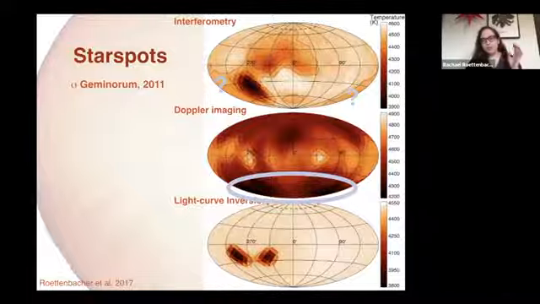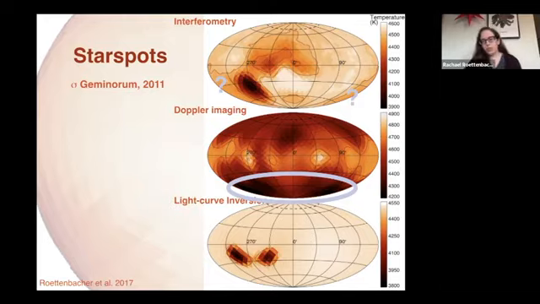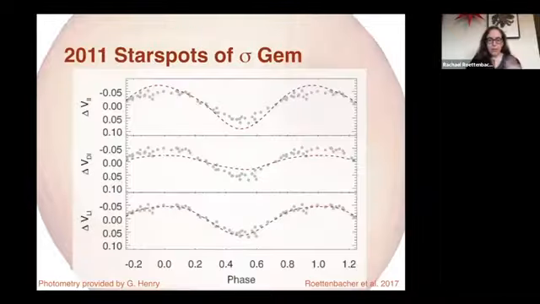Showing this comparison of the temperature plots is a nice qualitative thing to do, but we wanted to do something more quantitative. So we took each of these surfaces and we made the V-band light curve that each of these surfaces would create. And this is what we got. So again, with the photometry on the bottom row, the Doppler imaging and the interferometric imaging, the red dashed lines are the light curves created from those images that we made.